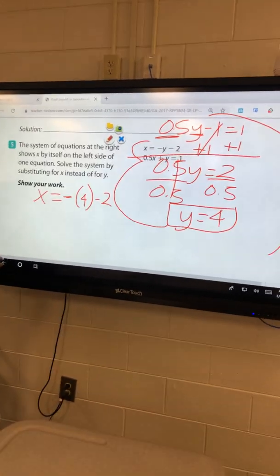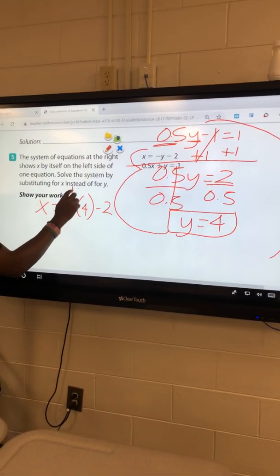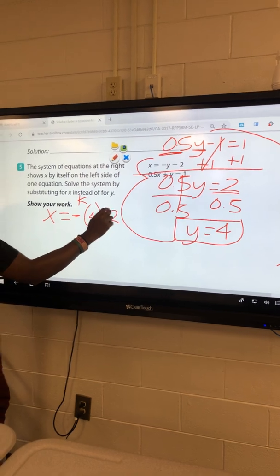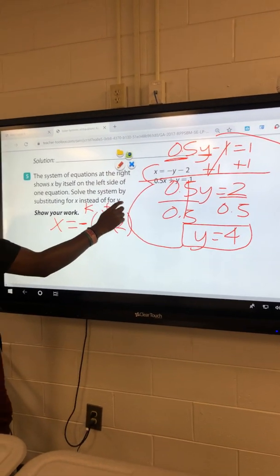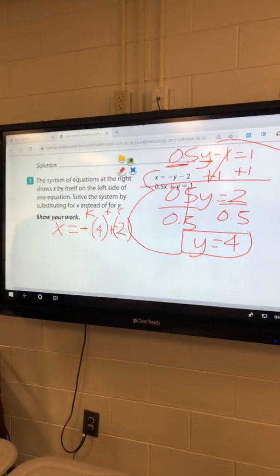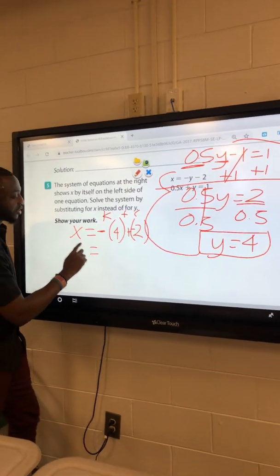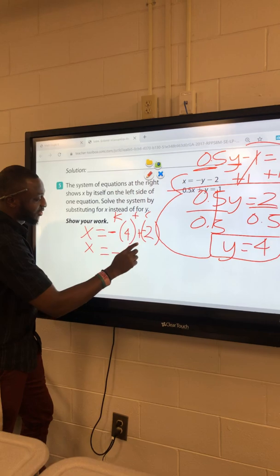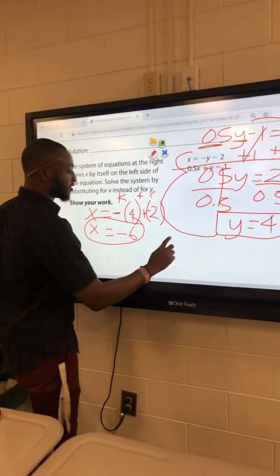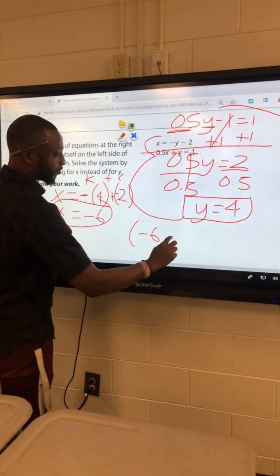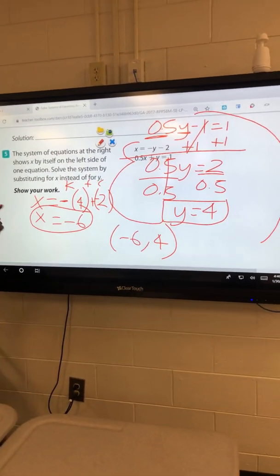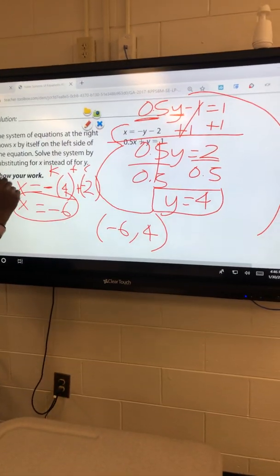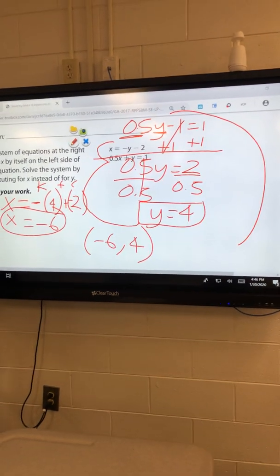Okay, so keep, flip, change. So I have negative 4 plus negative 2, which is negative 6. So x is negative 6. You still gotta write x first. Y is 4. So my solution to this system of equations is negative 6, 4. That was long.